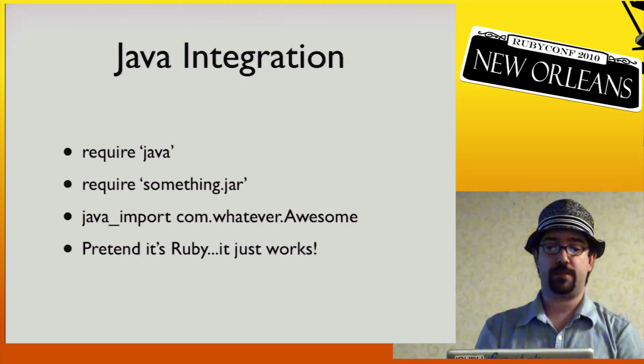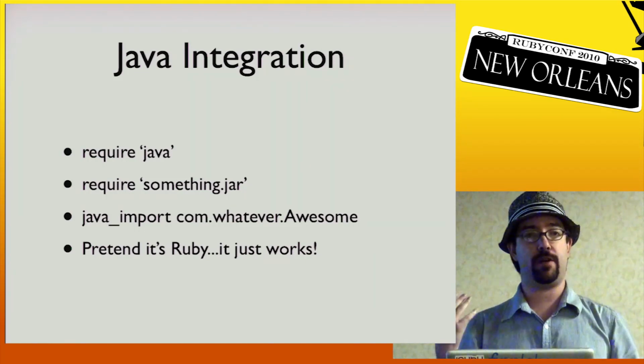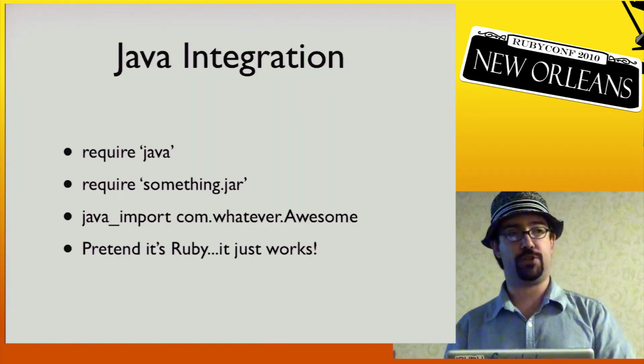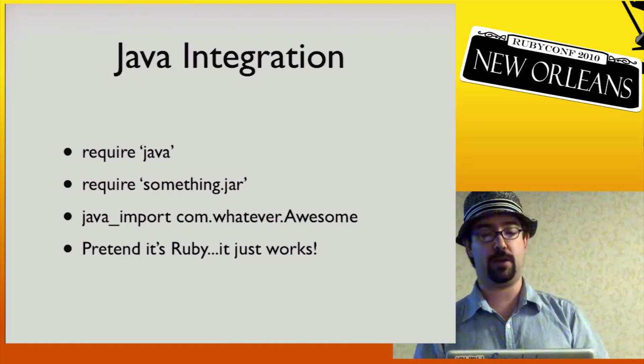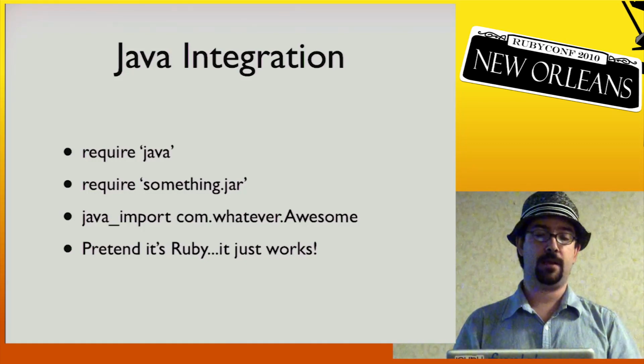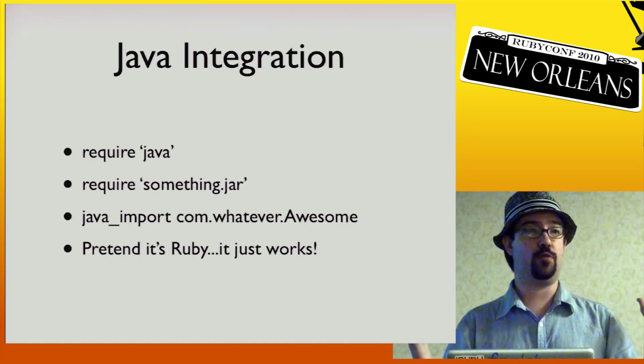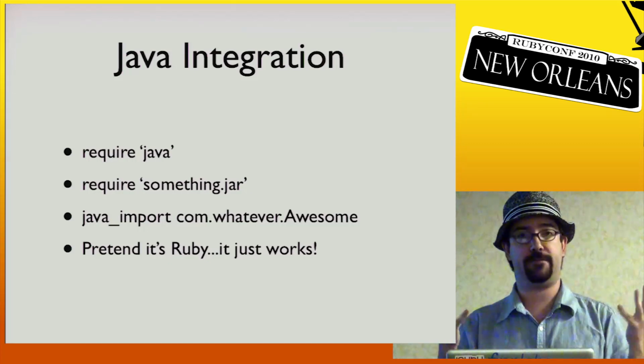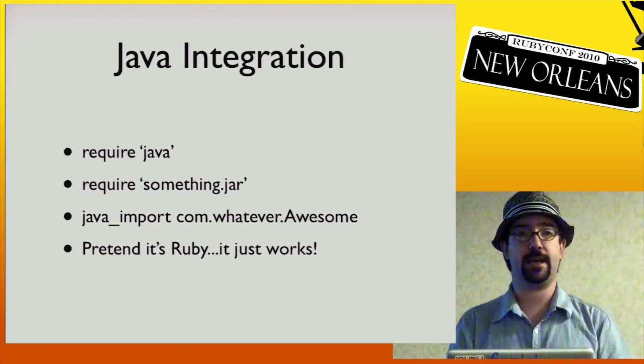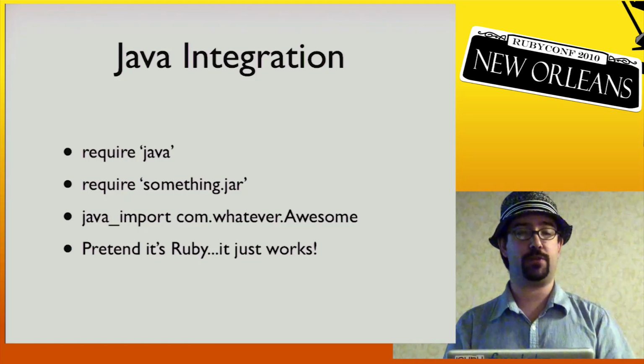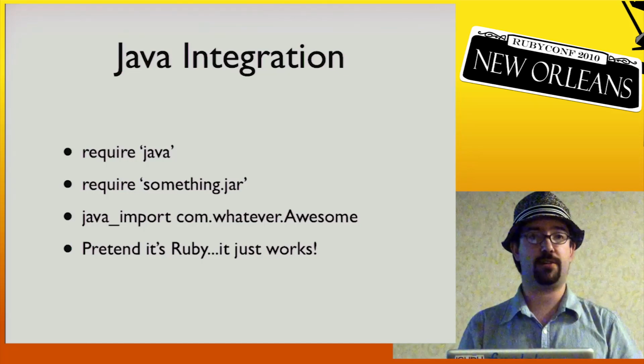So Java integration, there's really only a few key things. Require in Java, you can pull in some extra jar, which could be an arbitrary Java library. Import the classes and then pretend it's Ruby. It ought to work and feel just like it's Ruby for almost every case. If it doesn't, there's something that we're doing wrong. So you can use any libraries that are out there.